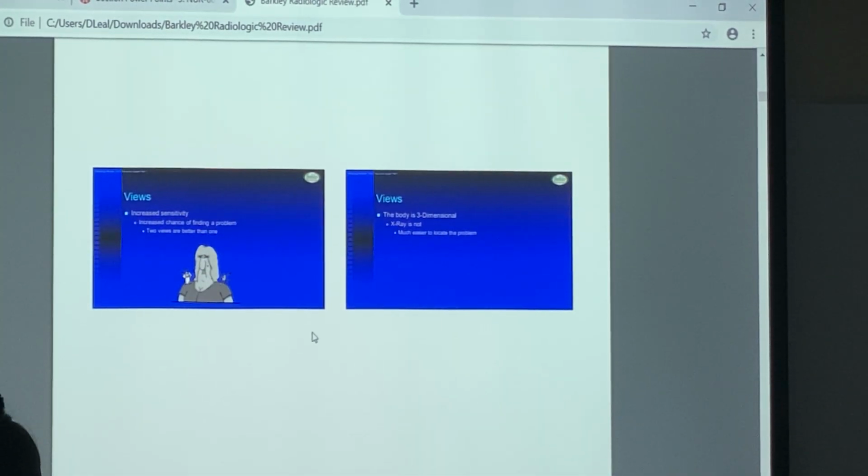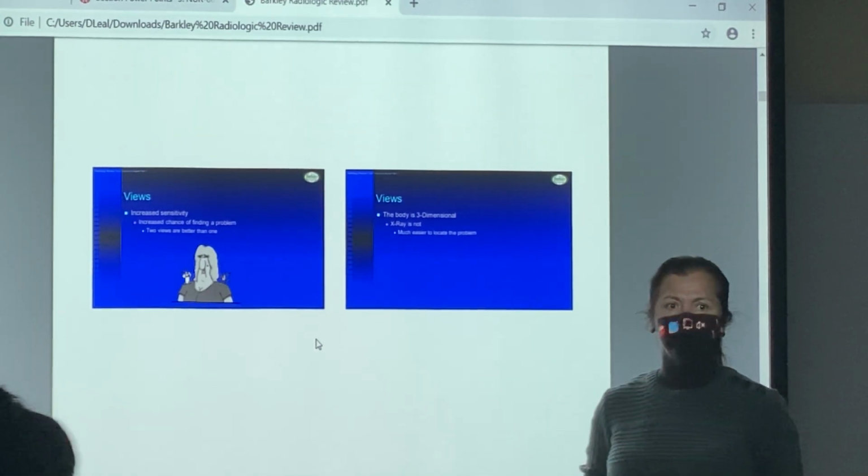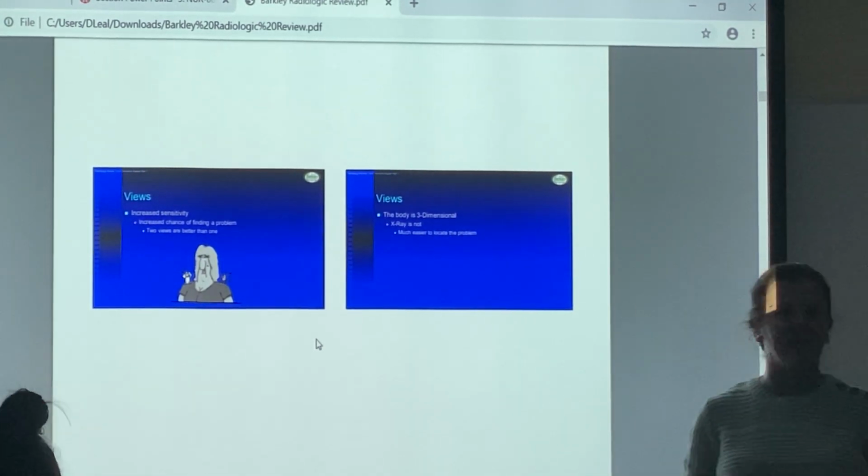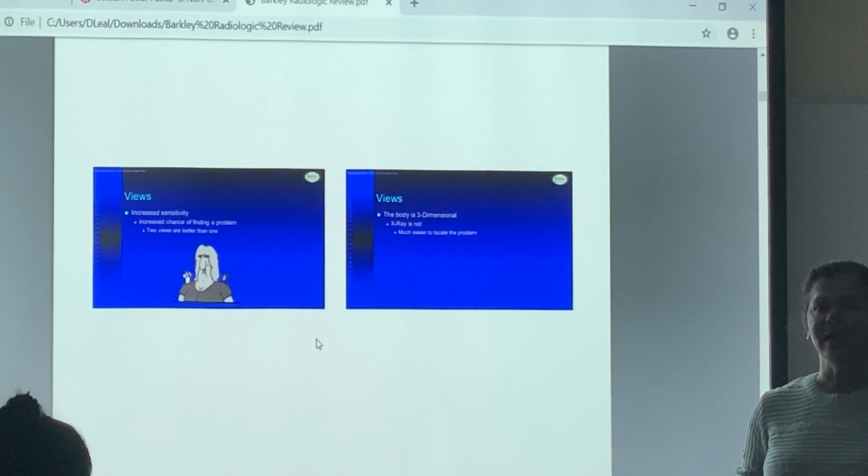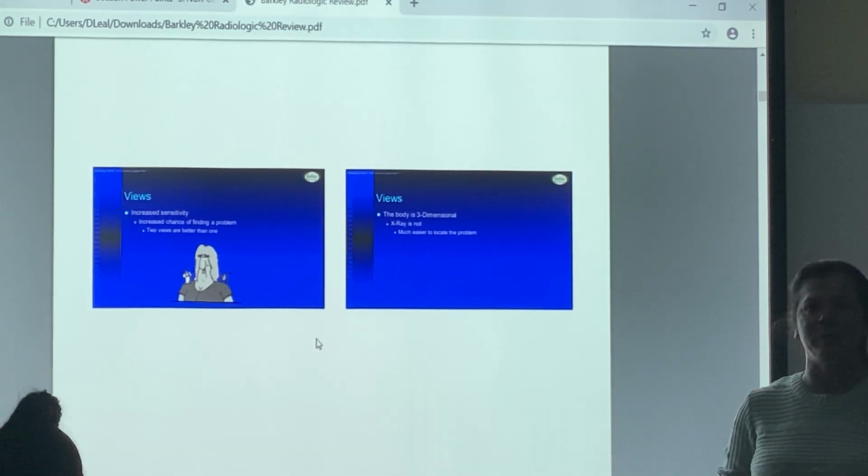So, again, always try to do more than one view if it's possible. For example, as I told you, the cardiac silhouette should be semi-transparent, right? Well, now you're seeing that the cardiac silhouette is super dense, and you're not able to see the ribs behind it.